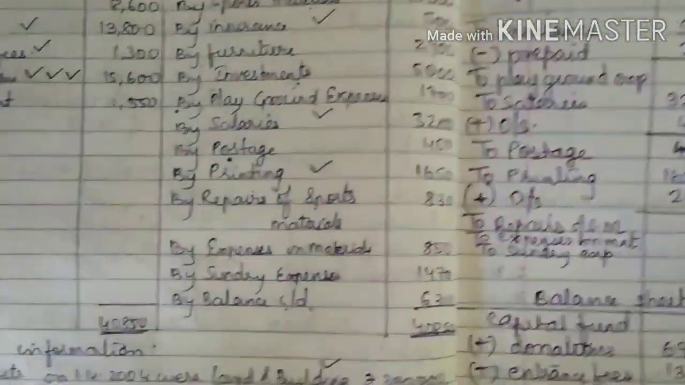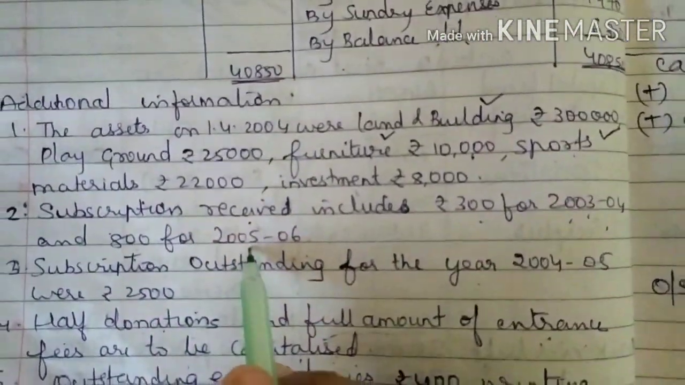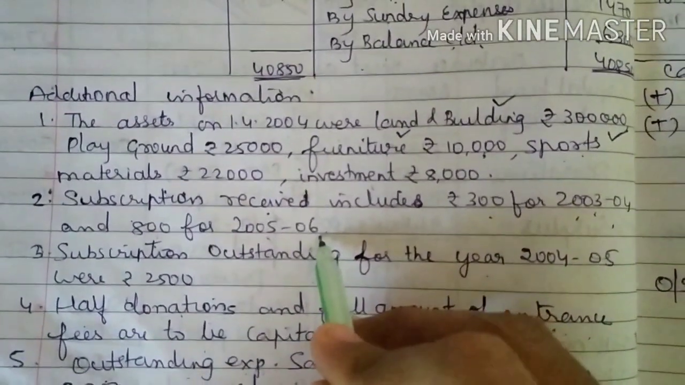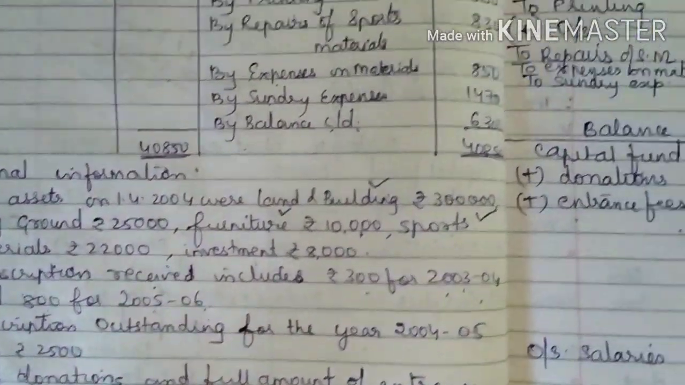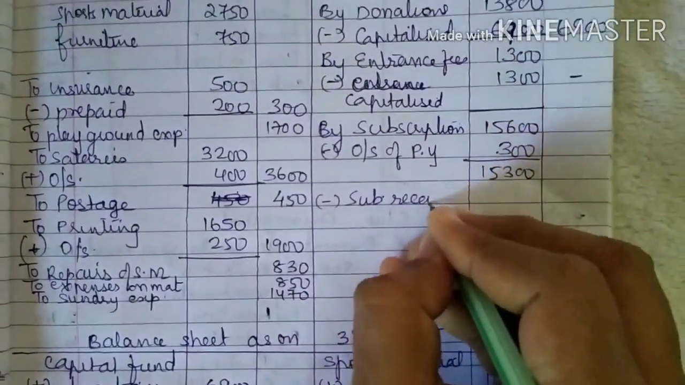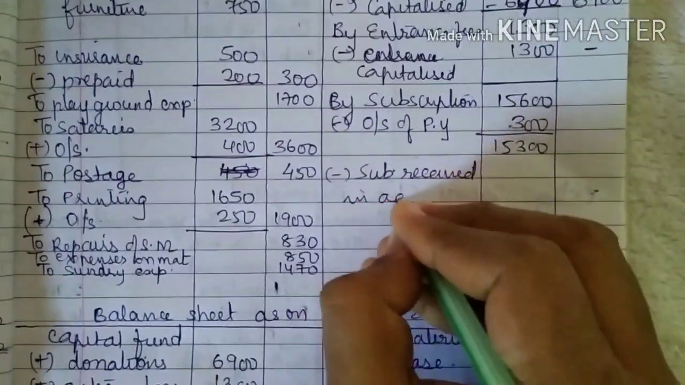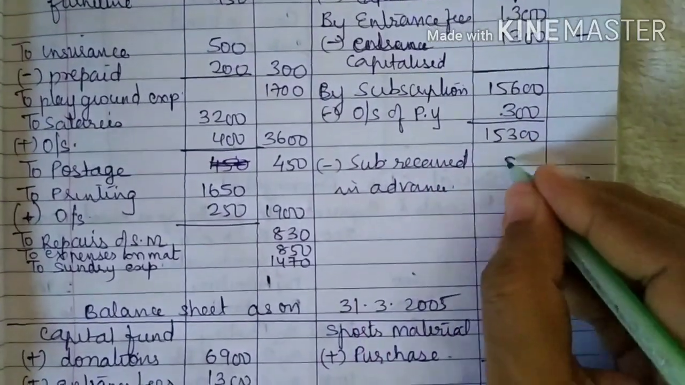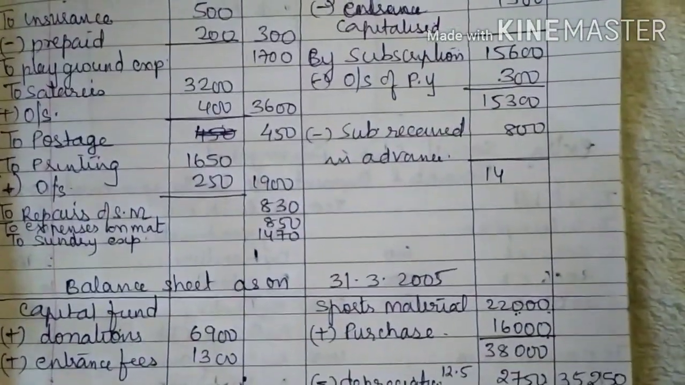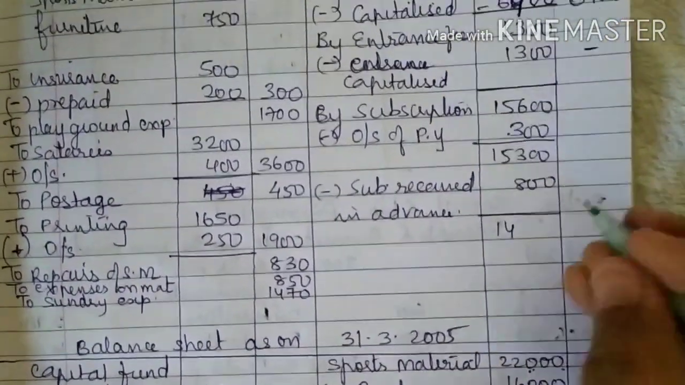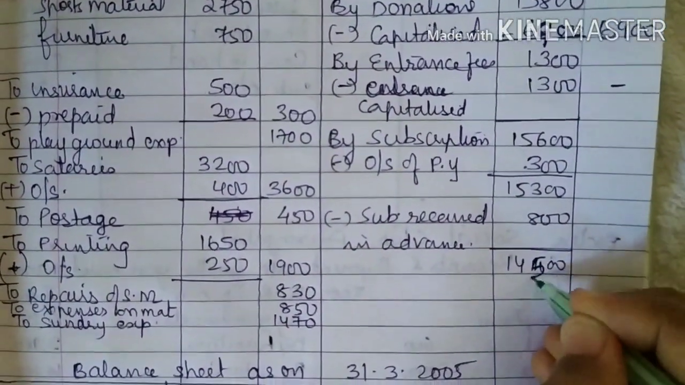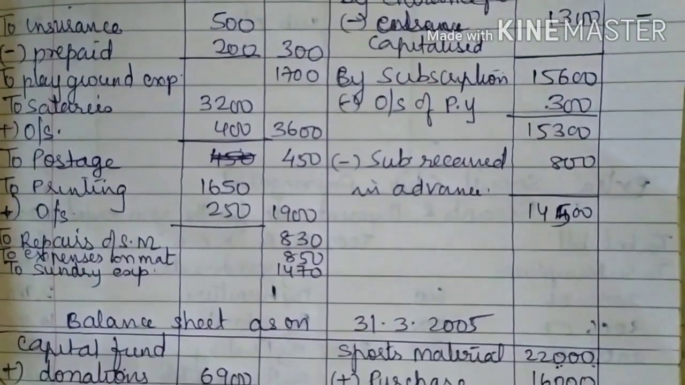After that, inside this there is 800 rupees, which is for 2005-2006. 2005-2006 is next year, so we will less this. Less subscription received in advance, which is 800, minus it, you will be getting 14,500.